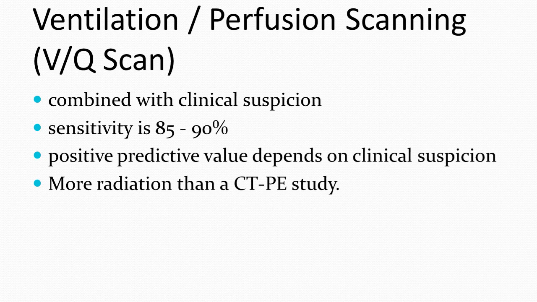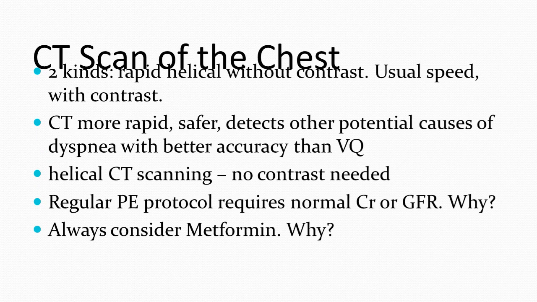Ventilation-perfusion scanning combined with clinical suspicion has a sensitivity of 85 to 90%. Positive predictive value depends on the clinical suspicion, and it involves more radiation than a CT PE study. There are two kinds of CT: rapid helical without contrast, and usual speed with contrast. CT is more rapid, safe, detects more potential causes of dyspnea, and has better accuracy than VQ.